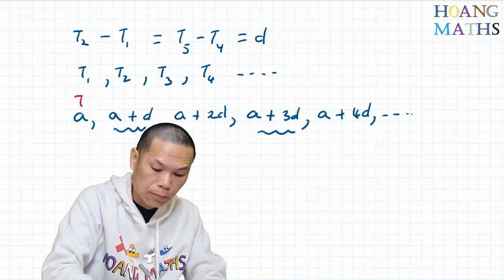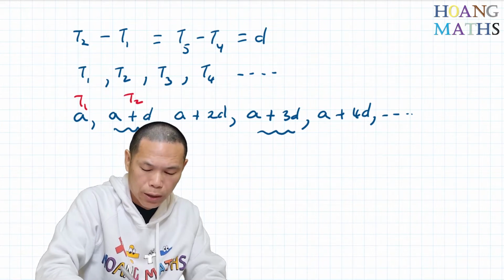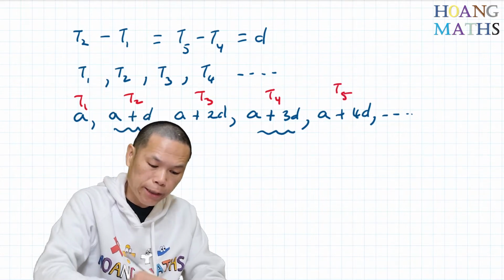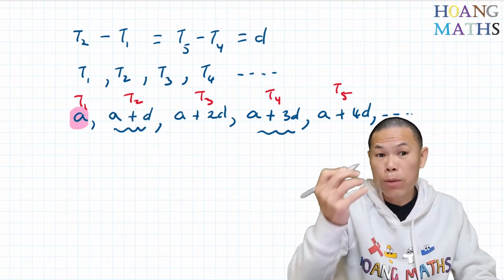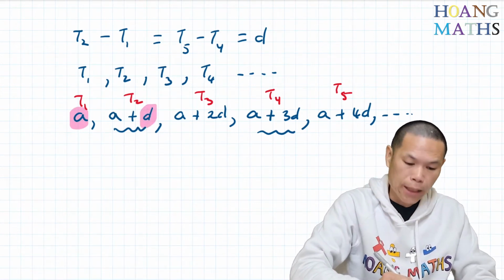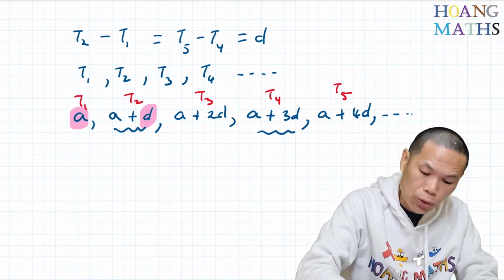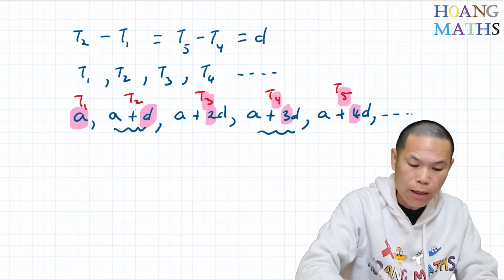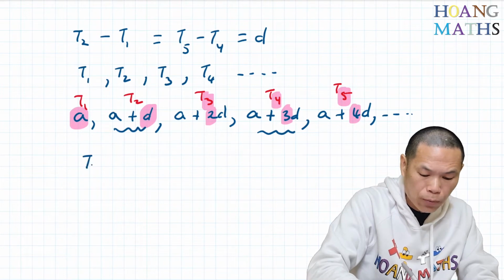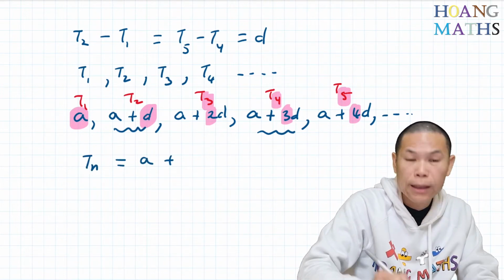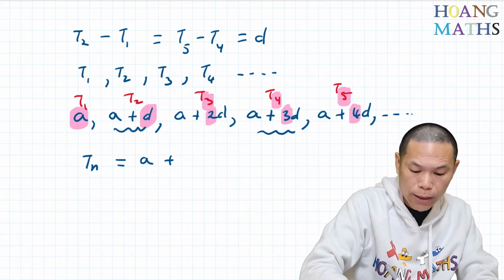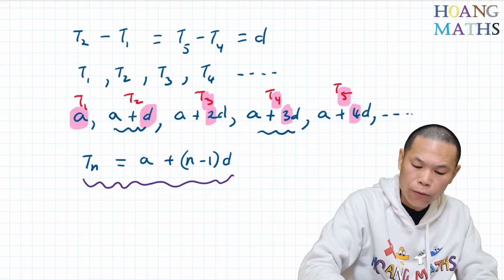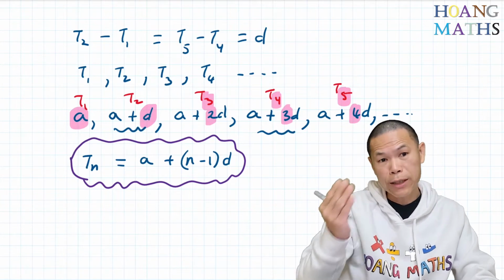So now, let me just write this down. This is term 1, term 2, term 3, term 4, and term 5, and so on. Term 1 is A, term 2 is A plus 1D, term 3 is A plus 2D, and term 4 is A plus 3D. So you can see one number less here. Therefore, in general, Tn is equal to A plus one less D, so N minus 1 D. This is the general rule to find the term of an arithmetic sequence. Please keep that in mind for me.